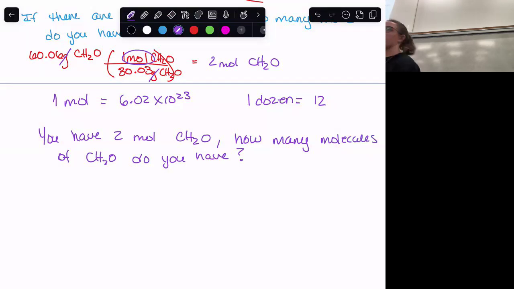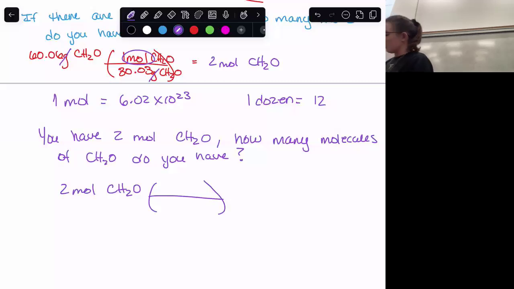Would you multiply by one? Now you're going to multiply by Avogadro's number. So for every 2 moles of CH2O, right now you're looking for molecules. If we have 2 moles, that means we have a lot of molecules. So every 1 mole of CH2O, we have 6.02 times 10 to the 23 molecules.